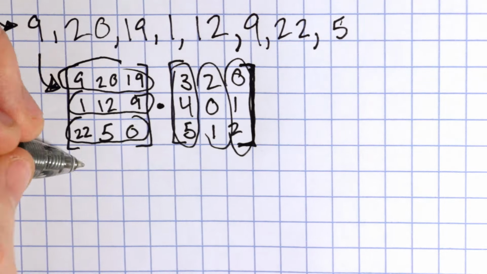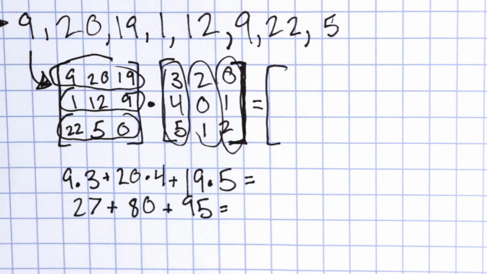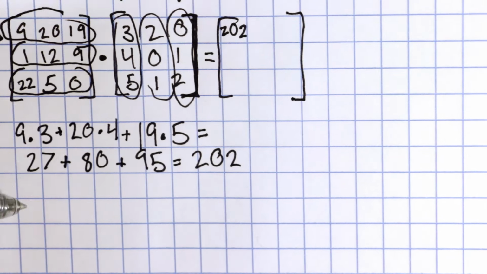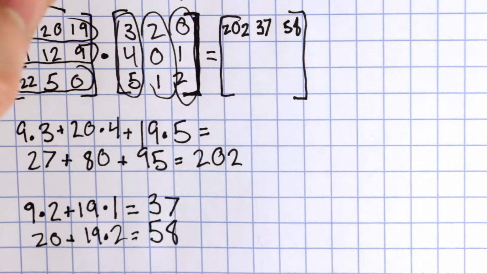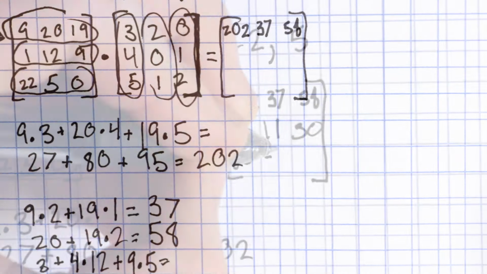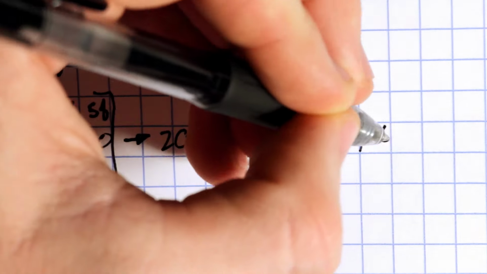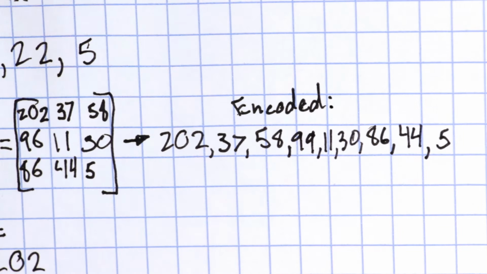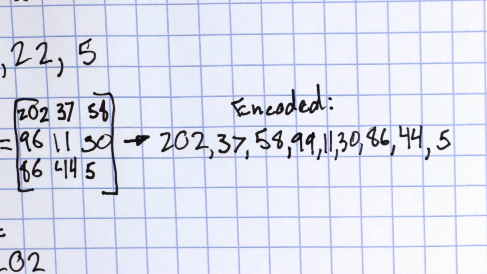Once we multiply these two matrices together, we get a solution of 202, 37, 58, 96, 11, 30, 86, 44, 5. And here's the final encoded message written out. As long as you know what the encryption matrix is, you can also decode messages as well.